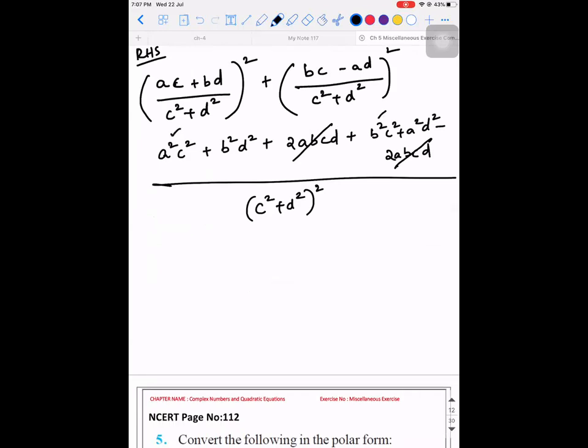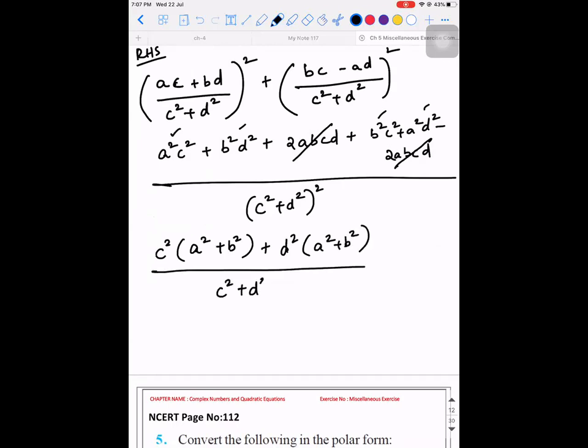So I'm collecting all the c square terms. Observe, c square into a square plus b square, plus I'm collecting all the d square terms, d square into a square plus b square, the whole divided by c square plus d square, the whole square. Let me know if there is any doubt. Shall I proceed to the next step?